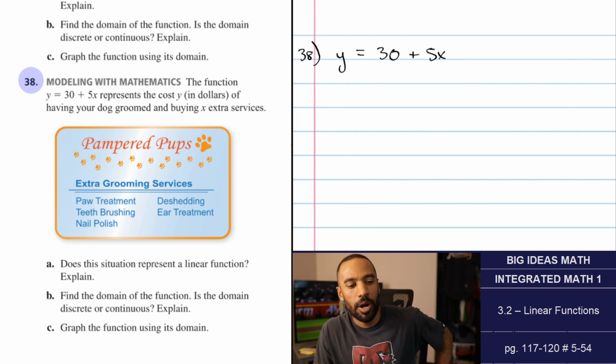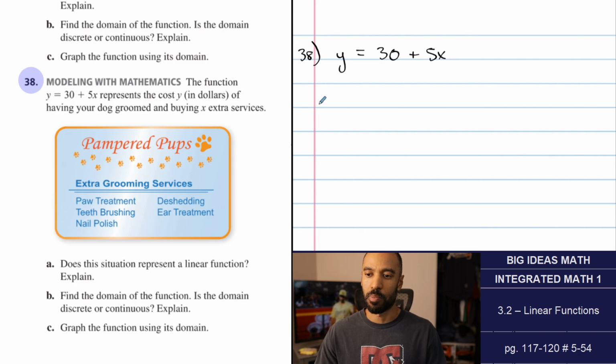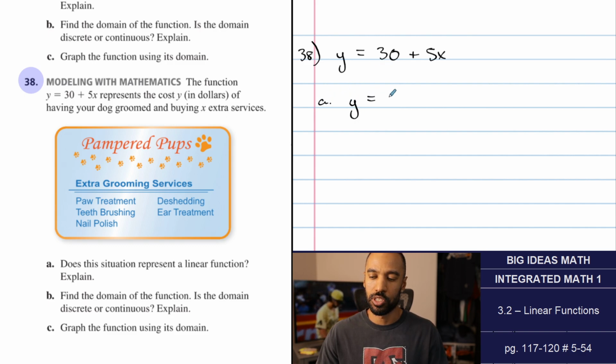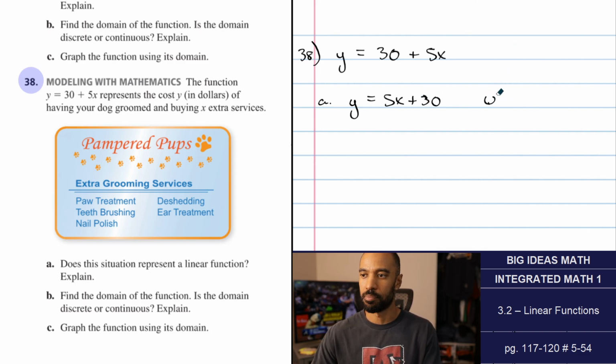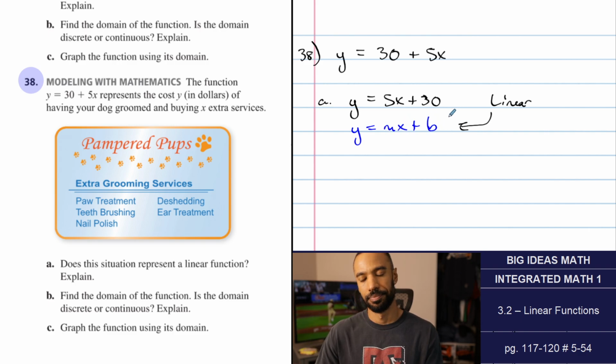There we go. Part A, does this situation represent a linear function? Explain. Oh, by the way, I was just mentioning how we could rewrite it in that other form. Let's go ahead and do that. Y equals 5x plus 30. So is it a linear function? Yes. Let me write linear this time. Linear. Reason: I got it in y equals mx plus b form.